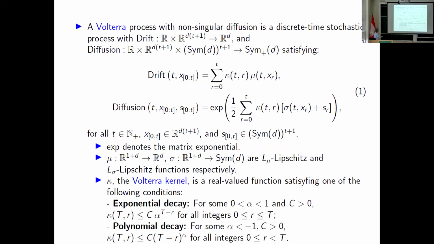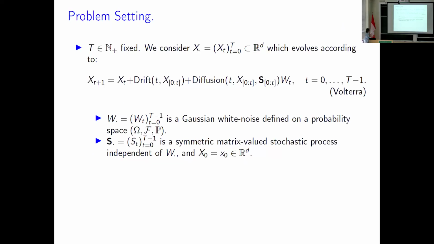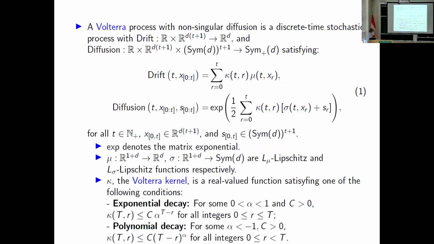It is a process defined for non-singular diffusions. It is a discrete time stochastic process where the previous two quantities, so basically this drift and the diffusion, have particular forms. In particular, they are defined in terms of this kernel. The drift is defined in the following way, and the diffusion is defined in this way. Here, exp denotes the matrix exponential.